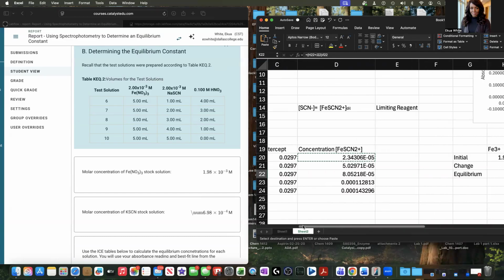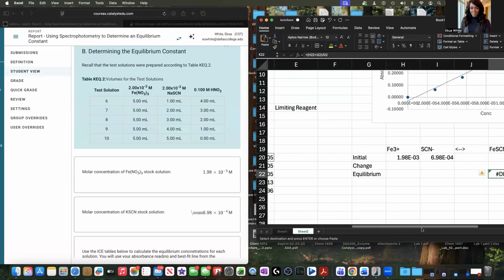So I have to copy this number over. Let me write it on a notebook and then I'll copy it over. So we got 2.343 times 10 power negative 5. 5.0297 times 10 power negative 5. 8.052 times 10 power negative 5. 1.128 times 10 power negative 4. 1.433 times 10 power negative 4. Okay? Y'all, let me try to move over here and see how this plays out.